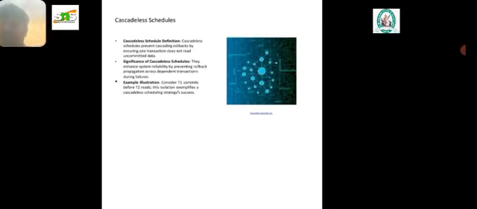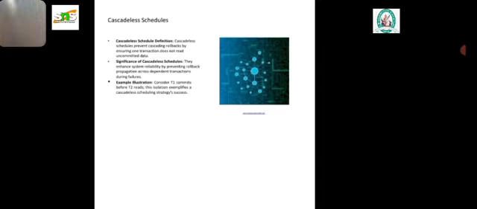Cascadeless schedules: definition, sequence, and example. Cascadeless schedules prevent cascading rollback, ensuring a transaction does not read uncommitted data. They prevent the propagation of rollback across dependent transactions during failure. In the example, T1 commits before T2 reads, ensuring isolation, which shows the success of the cascade-reducing strategy.